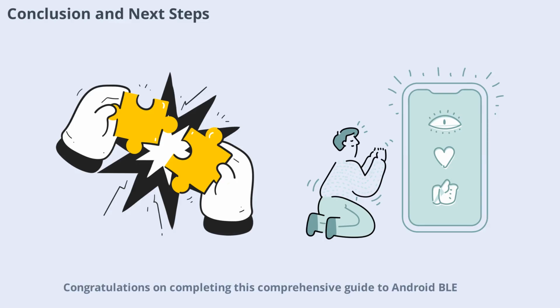Congratulations on completing this comprehensive guide to Android BLE. You now understand how to read and write characteristics, manage notifications, and handle threading issues. By following best practices and leveraging libraries, you can build robust BLE apps for any device. In the next article, we'll explore bonding and secure communication. Keep experimenting, stay curious, and continue learning to master BLE development on Android.